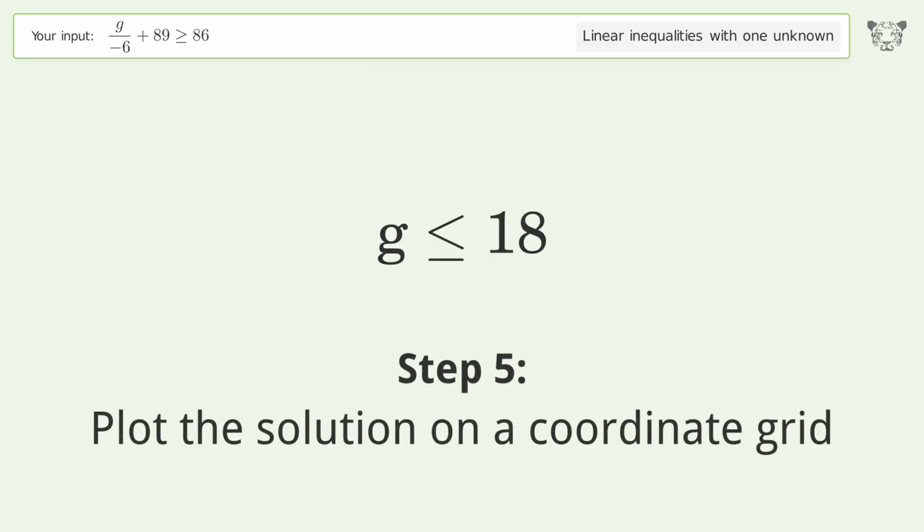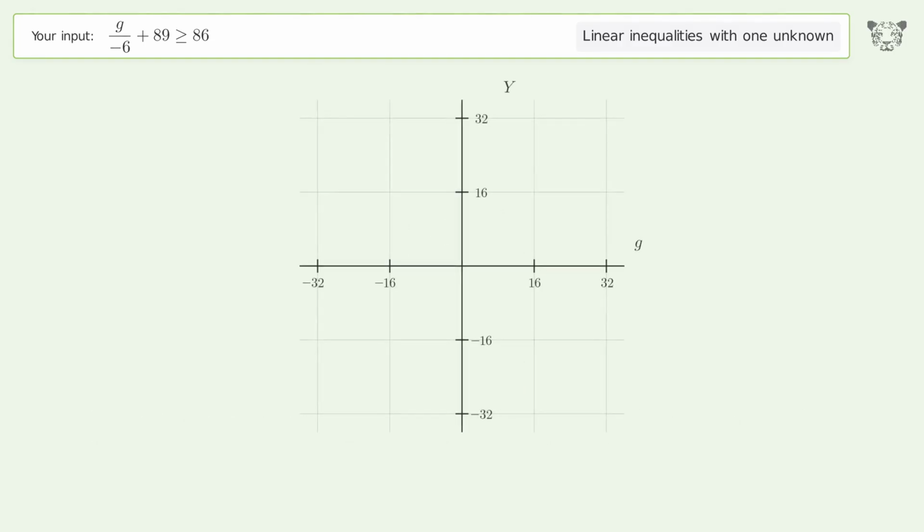Plot the solution on a coordinate grid. And so the final result is g equal or smaller than 18.